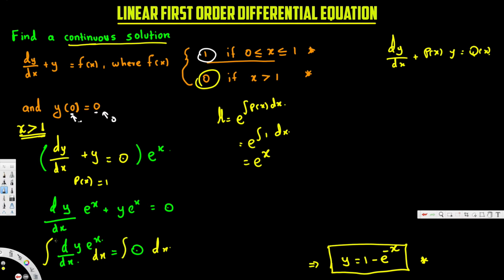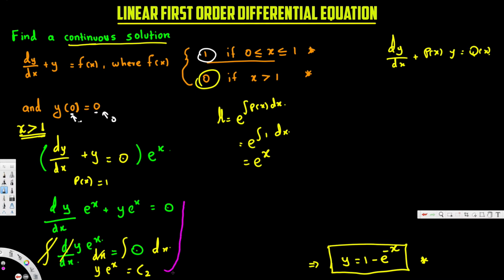Now if we integrate this side, the derivative cancels each other, so we will get y e^x. And if you integrate a 0, that's going to be just a constant, so we can put it as c2, because before we got c1 and found out that's equal to -1. So this one we have to use a different constant. Let's call this one c2.